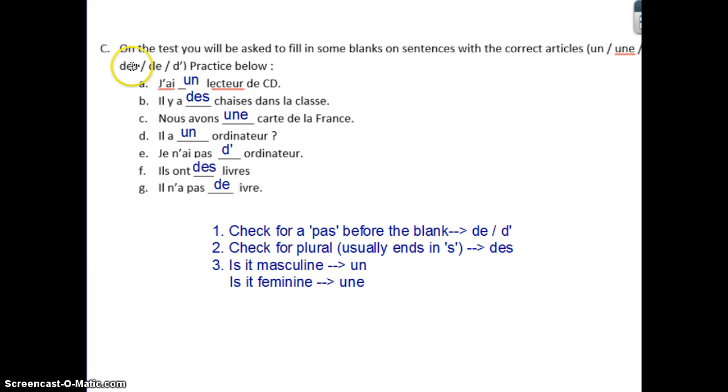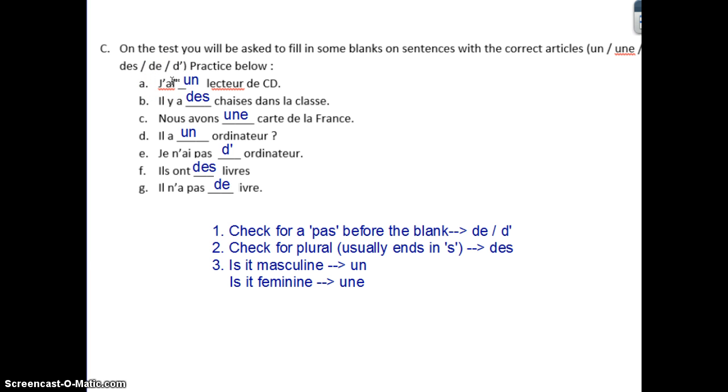Right now, the directions on your study guide, and then eventually the directions on your test, give you 5 choices for each one of these blanks, but you can increase your odds of getting things right by narrowing down your choices with some simple little tricks. So the first thing I always want you to look for, and we're going to check for this on part A, is whether there's the word pas before the blank.